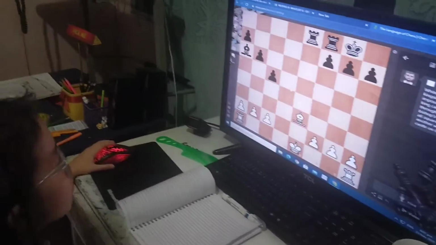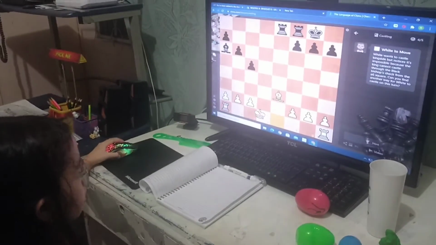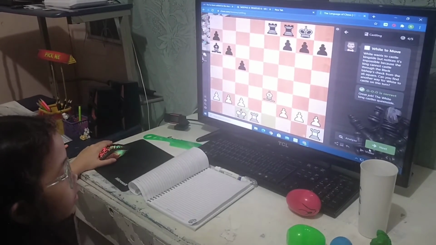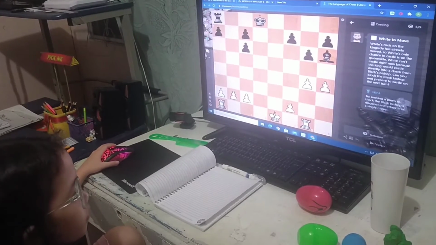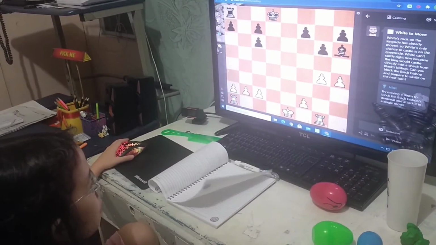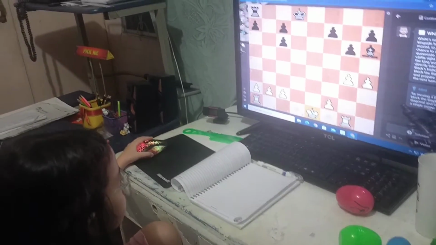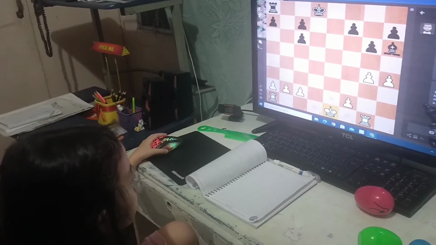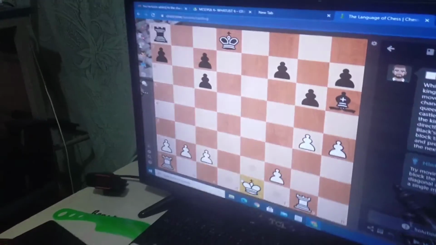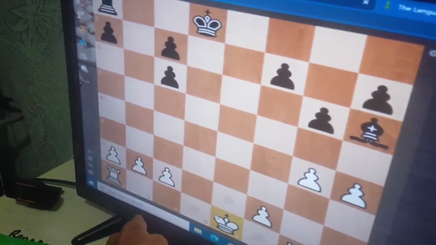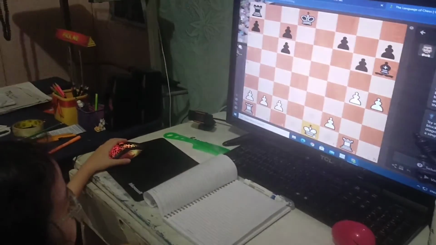Saan pwedeng mag-castling? Si white. White to move. Anong gagawin mo para makapag-castling ka? Naka-check yung king. Tingnan mo yung C1 square. Merong bishop doon na naka-diagonal. Nakikita mo ba yung bishop? Ito yung bishop. Naka-diagonal siya doon. Hindi pwedeng mag-castling. Kailangan mo munang pigilan yun.